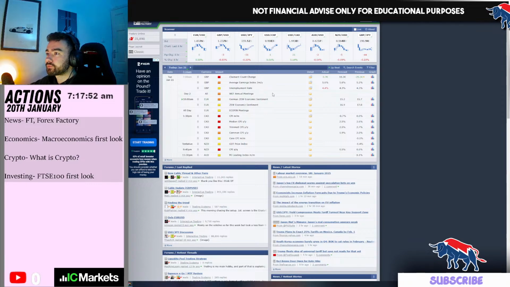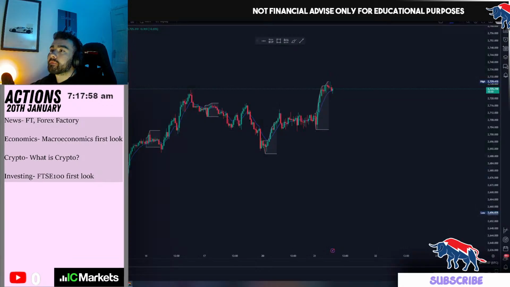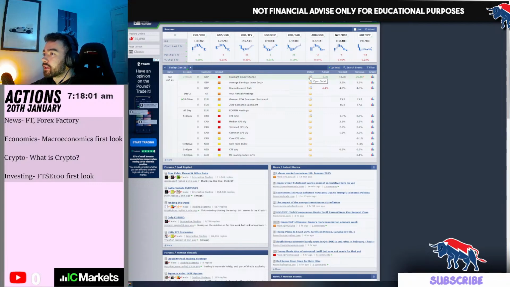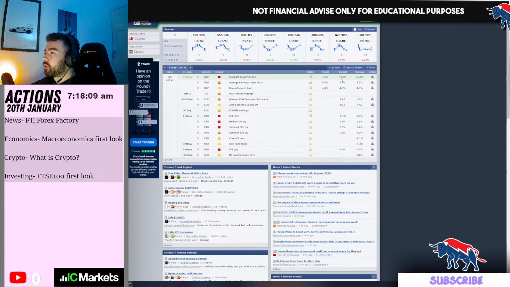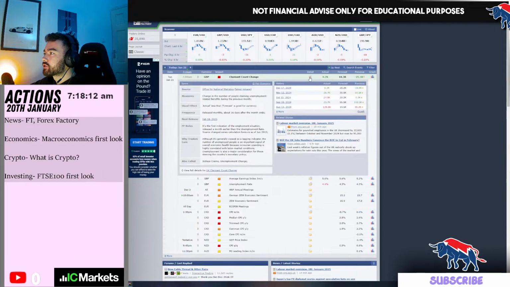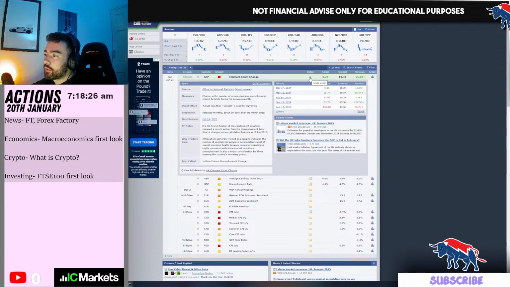So at 7 o'clock we had the claimant count change. Ooh. Now look at this. The actual was 0.7. The forecast was 10,000. Previous was minus 25. I swear I haven't seen that in a while. So again, this is the change in the number of people claiming unemployment-related benefits during the previous month. Actual less than forecast is good for currency.